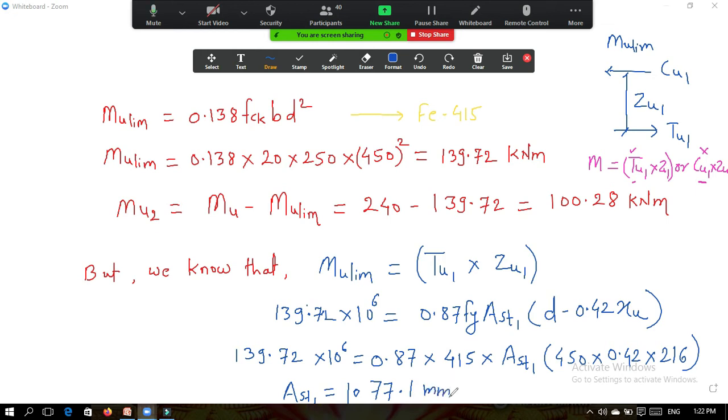1077.1 mm square. So all the other members, please check the value. The value is AST1 is equal to 1077.1 mm square. Okay, so this value we are getting for AST1. So we will later on provide the steel for this. Now we will calculate AST2. Okay, so to calculate AST2, we required MU2.